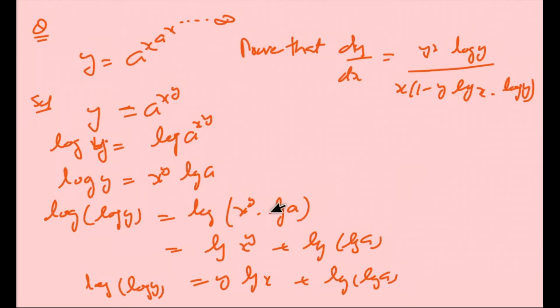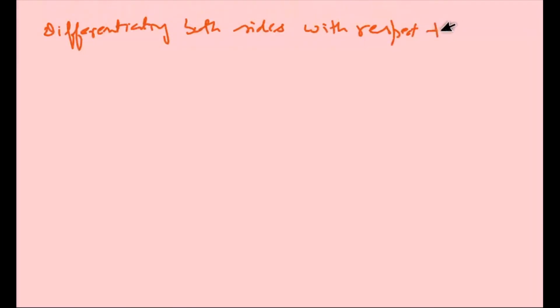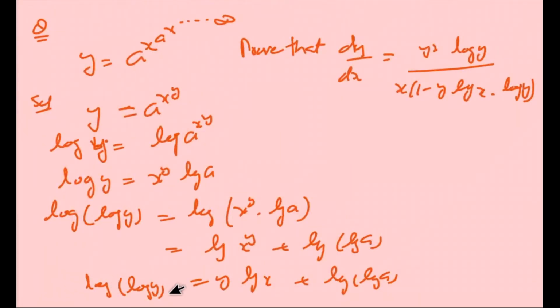Right, now on differentiating both sides with respect to x, what we got, now you can see here log of log y, 1 upon log y and differential of log y, 1 upon y. Okay, and since we are doing the differential of y, so implicit function dy by dx. Here we will use the multiplication formula and it is a constant term. The differential of this is 0.